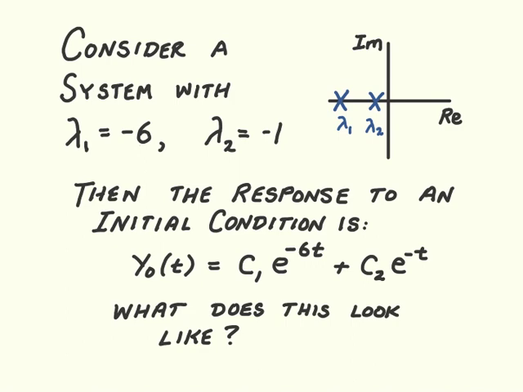This system will have two characteristic values. Lambda 1 is -6 and lambda 2 is -1. We know in this case that the response to initial condition will be the sum of the modes, e to the -6t and e to the -t. What will this response look like?